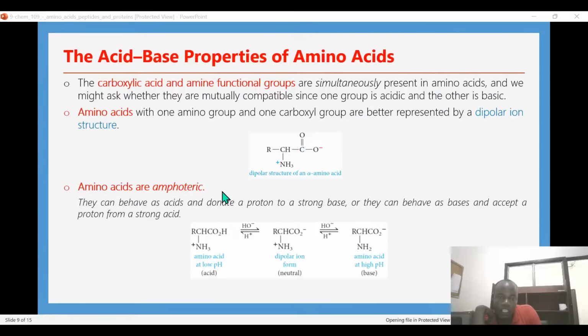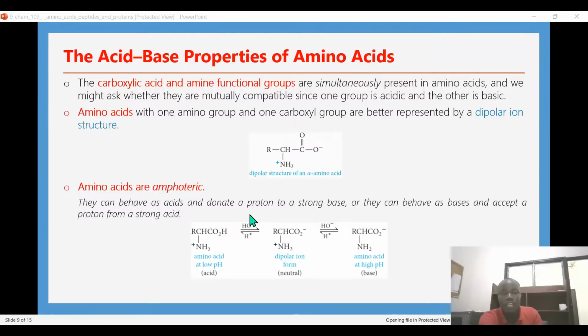If you now check here, this is NH3. Remember, initially it is NH2. Now it is NH3 because the NH2 accepted the proton. That is why it is called a base. It accepts a proton, while the COOH donated a proton. That is why it is called an acid. The COOH is the acid, and the NH2 is the base because it accepts a proton.